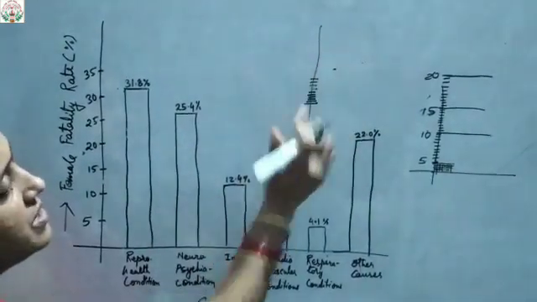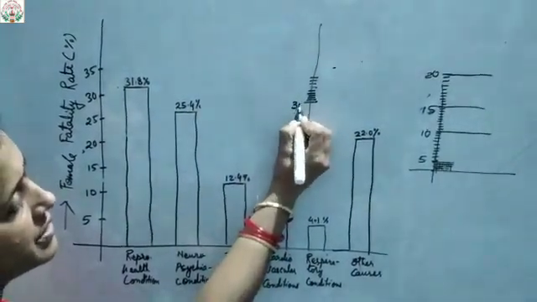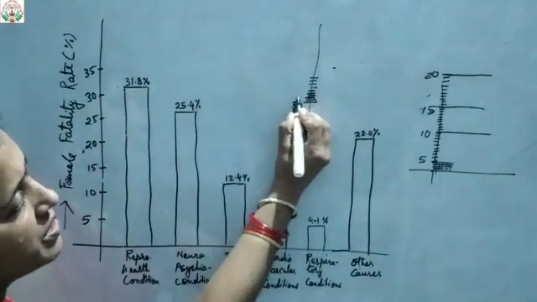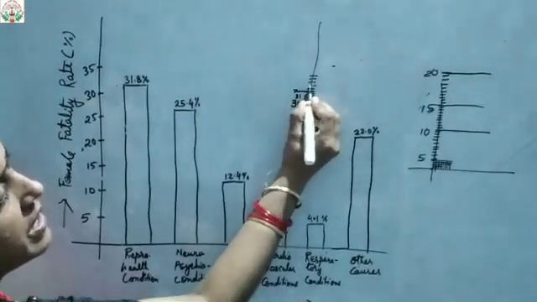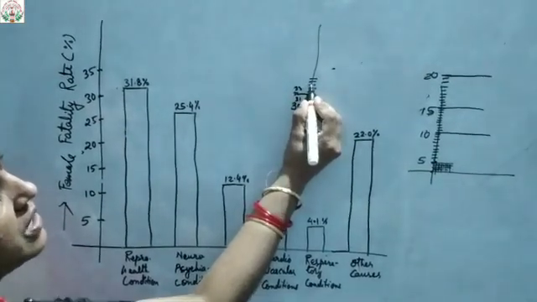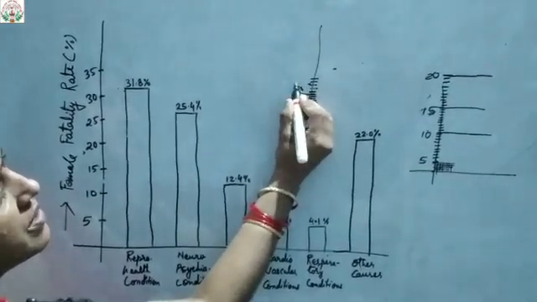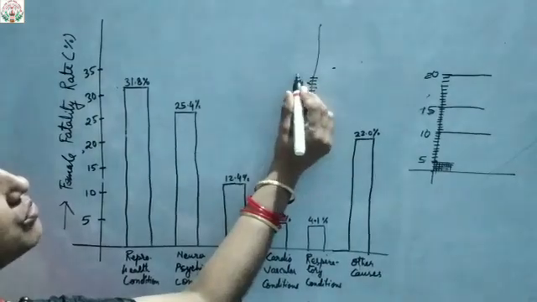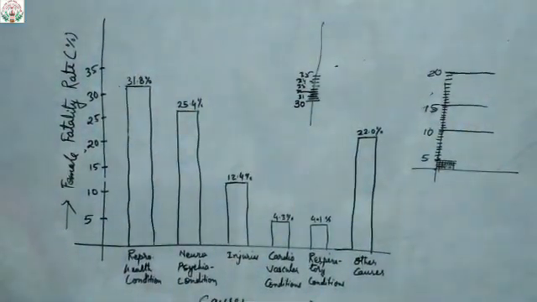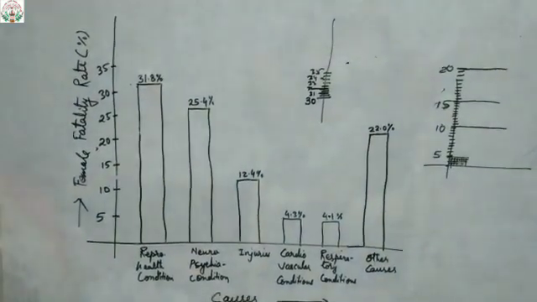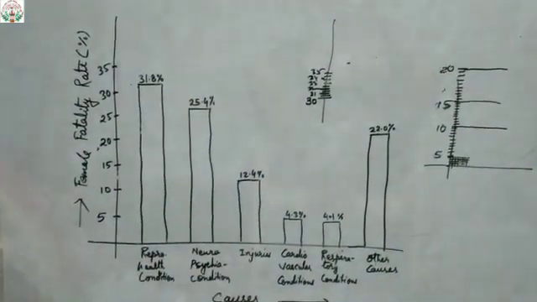So see here, if this is 30, 2 lines, this will be 31. Again 2 lines, it will be 32. Again 2 lines, it will be 33. Again 2 lines, it will be 34. Then 1 more to 35. Got it? Because 10 lines means 5%, so 2 lines mean 1%. Clear? That way you can do.